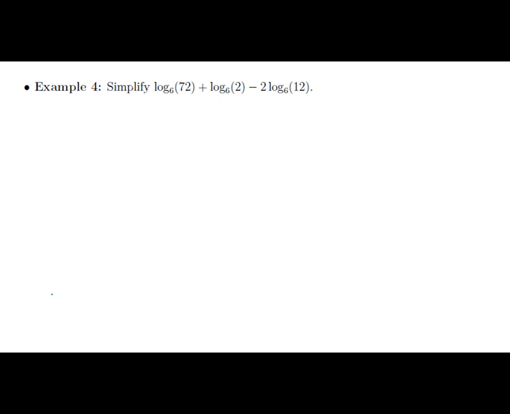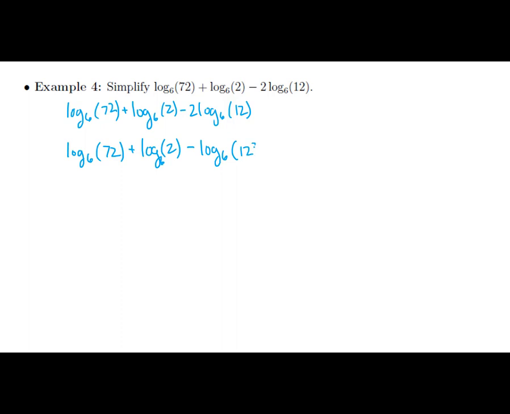All right, and then just one last combining example where we're simplifying. So here we have the log base 6 of 72 plus the log base 6 of 2 minus 2 log base 6 of 12. So first of all, take care of this coefficient here so that all the logarithms just have a 1 as a coefficient. So this would be minus log base 6 of 12 squared.